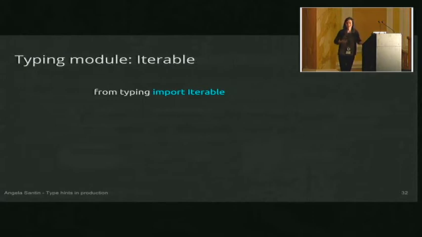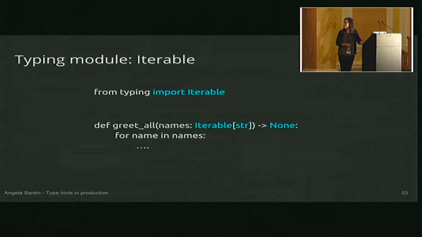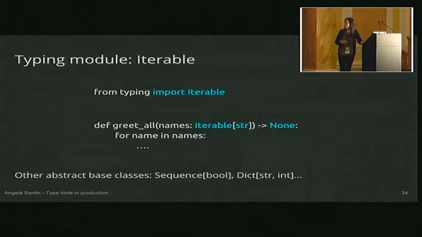We import Iterable, which is anything that implements the iter method. And in this case, we're saying we have a greet_all method that takes a bunch of names, and they're an Iterable, and the Iterable is going to contain strings. There are other examples, Sequence, Dict. You can check out the module and see what there is in there.